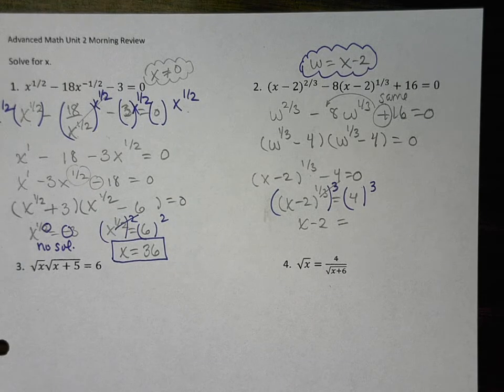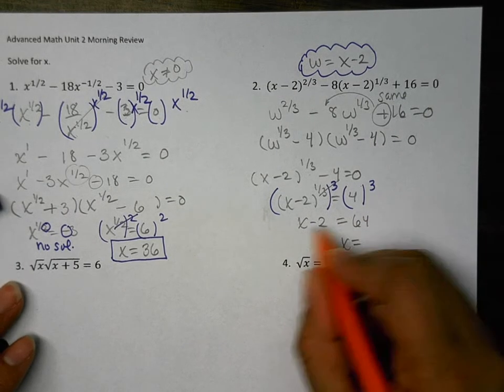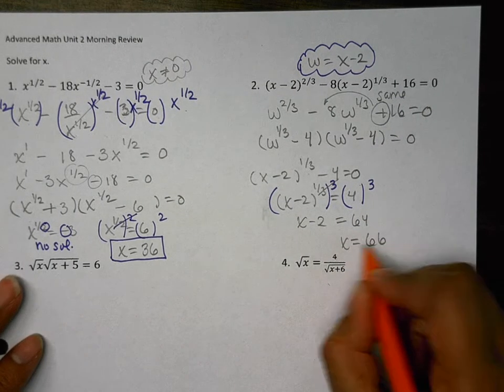They undo each other. You're left with 1. X minus 2 equals, is 4 to the 3rd 12? What is it? 64. So what does X equal when you add over?